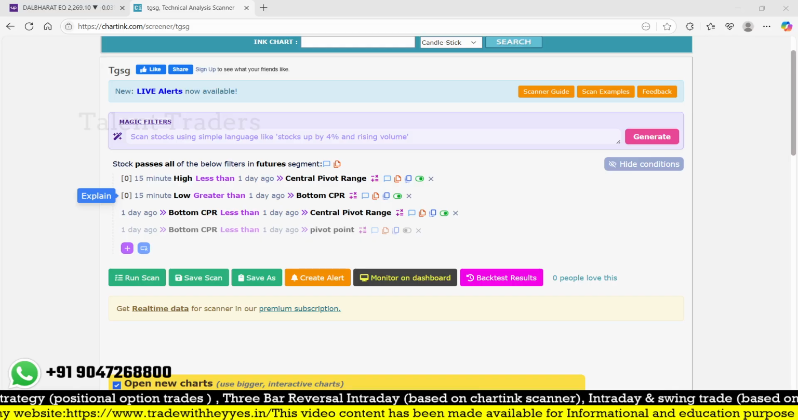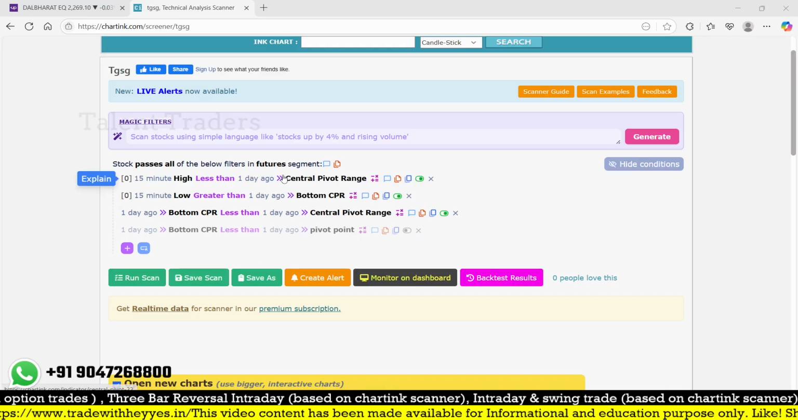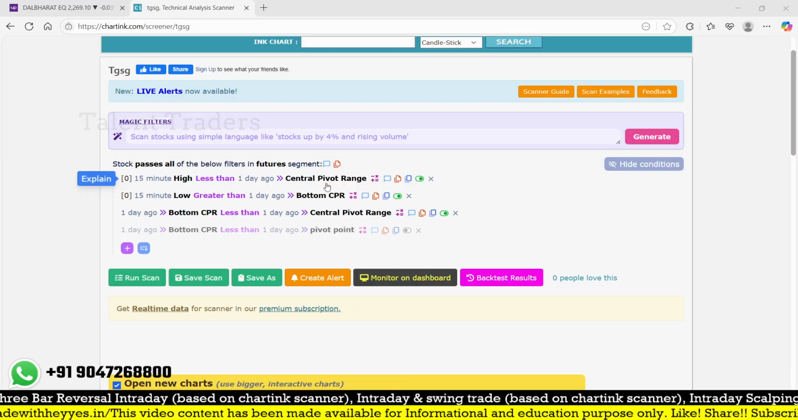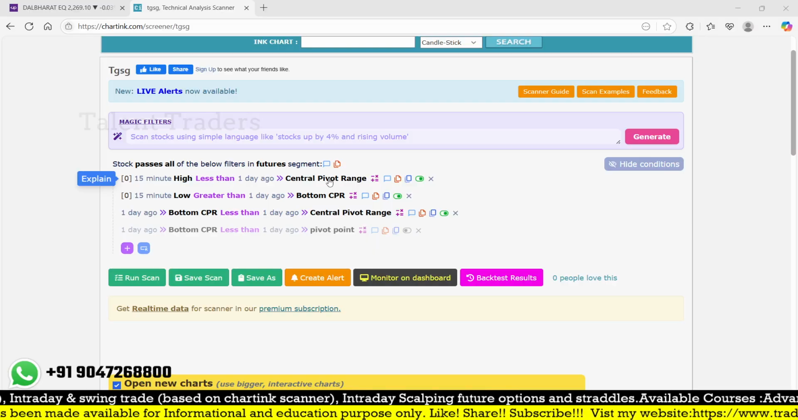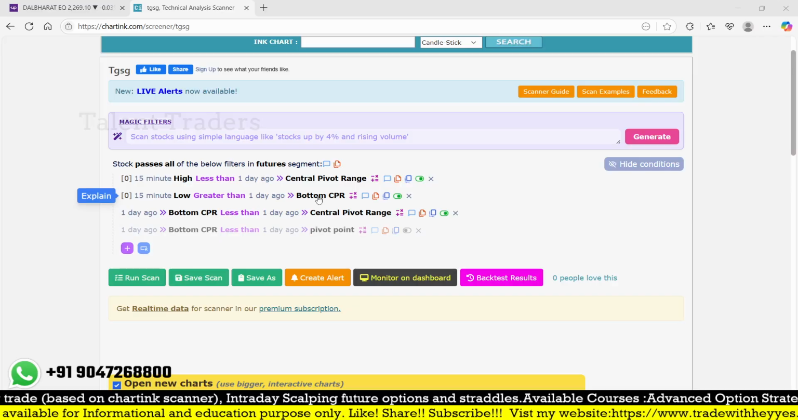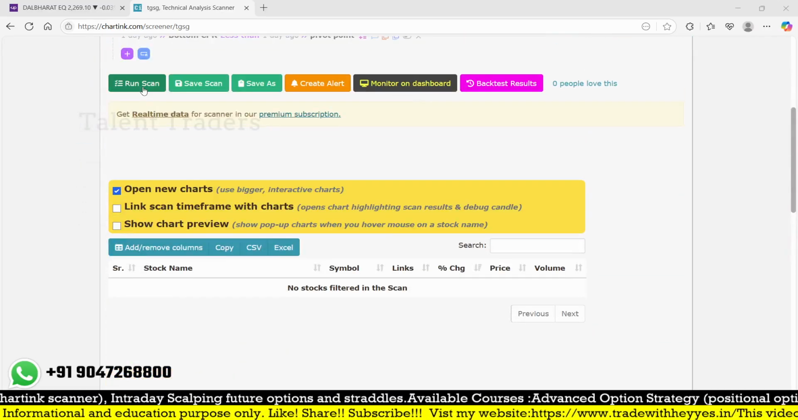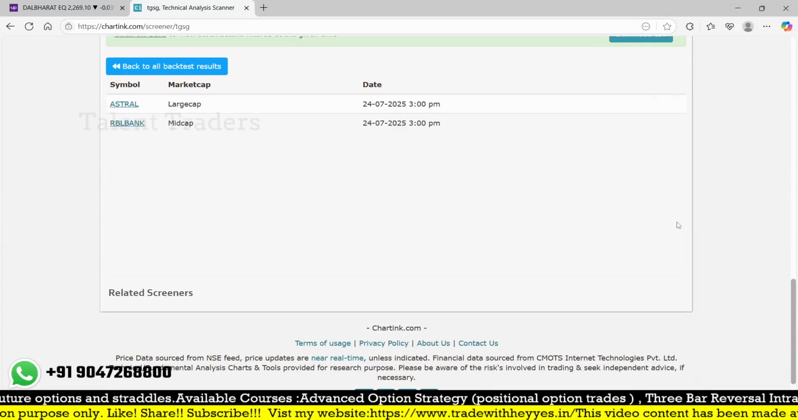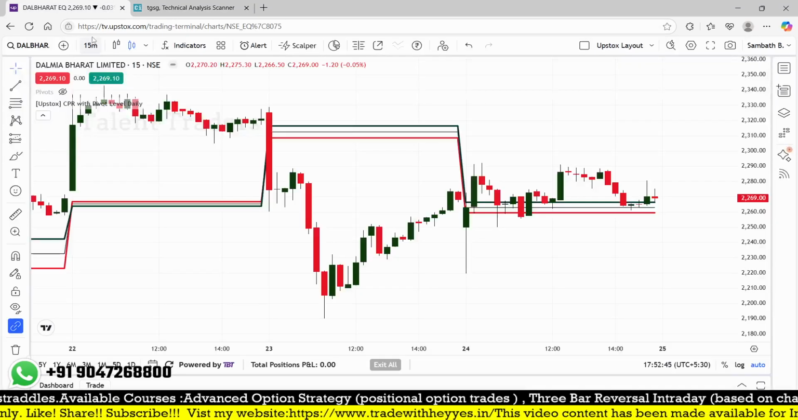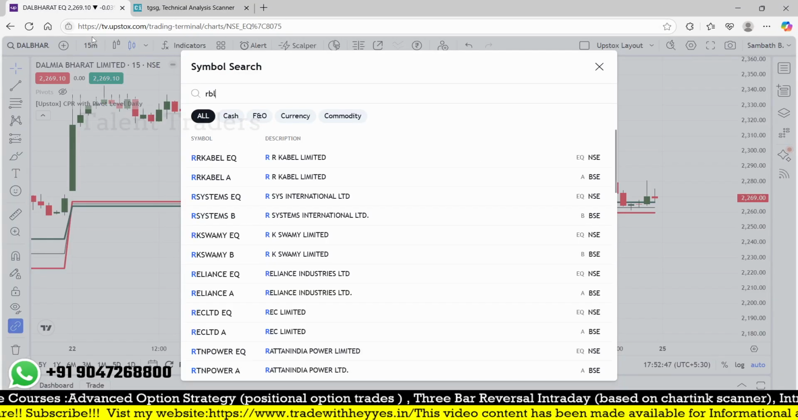So I think we need to change, instead of that, the central pivot which we have created for CPR pivot. So the high of that particular 15 minutes candle should be less than this central pivot instead of the pivot, and the 5 minutes low greater than the bottom CPR. And if I'm just looking, there are no stocks. So previously we found some stocks around 3 p.m. It was RBL. So let me check RBL Bank on the 15 minutes time frame.